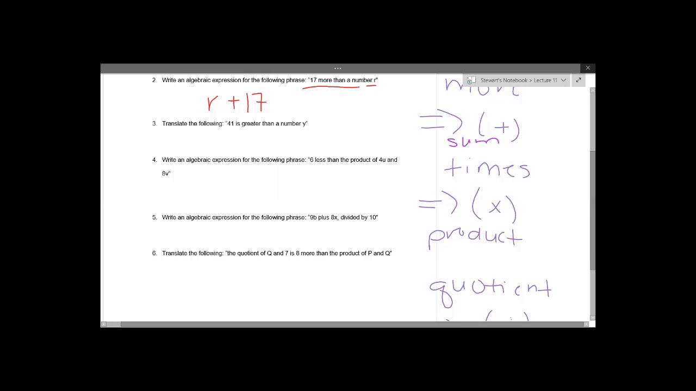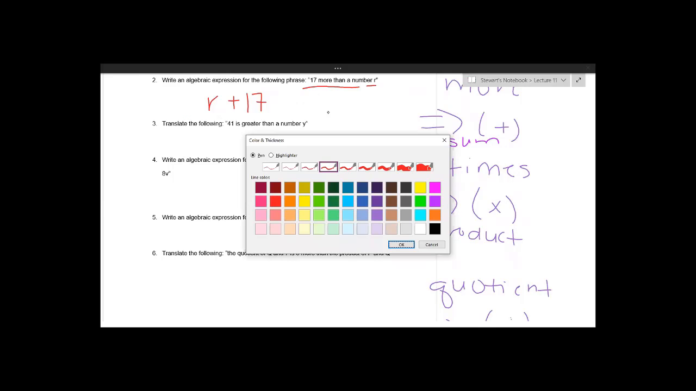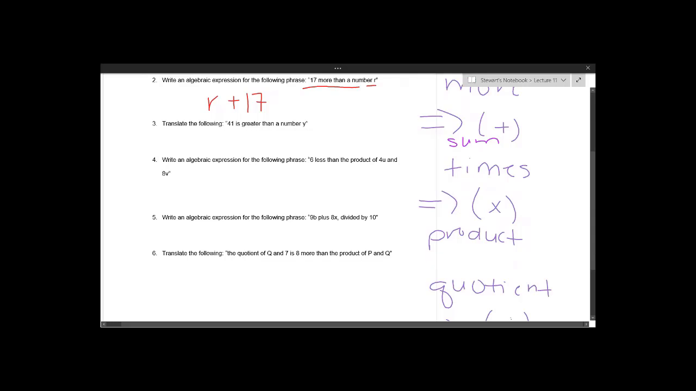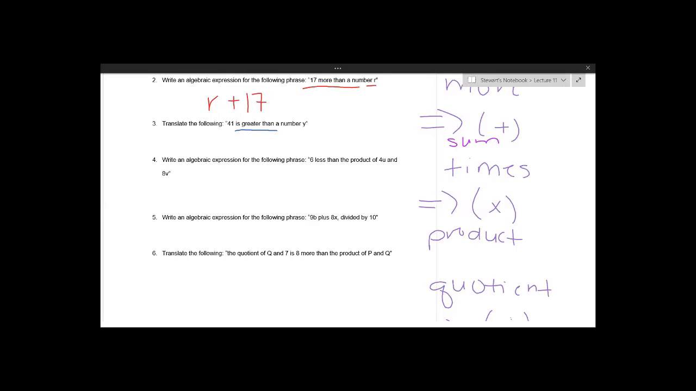Okay. So in this one, it's a little bit different because they changed the wording a little bit. They're saying 41 is greater than a number y. So we have 41 and a number y. What are we saying here? We're saying is greater than. 41 is greater than some number. So we represent greater than with this symbol, and we're saying 41 is greater than y. That's all that expression is saying there.